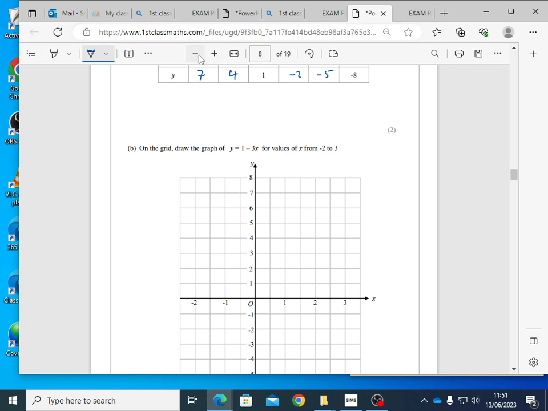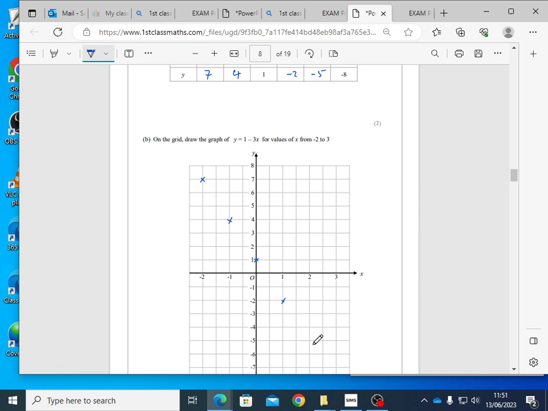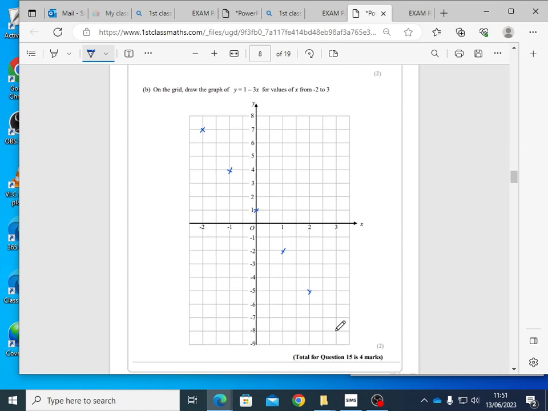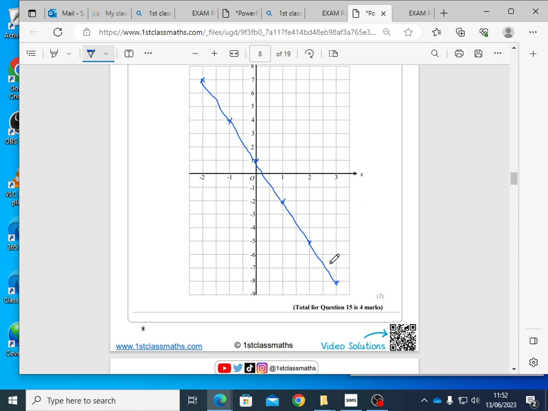So if I plot those on this, if I got -2, that's going to give me 7. If I got -1, I'm going to get 4. If I got 0, it's going to go to 1. If I got 1, it's going to go to -2. If I got 2, I got -5, and 3 was -8. Now again, use a ruler. It's a bit difficult using a ruler on this, so if you've got pen and paper and a pencil, just use the ruler and make sure you do it for the full length going along, from -2 all the way up to 3. You'll get marks deducted if you don't use the full length.